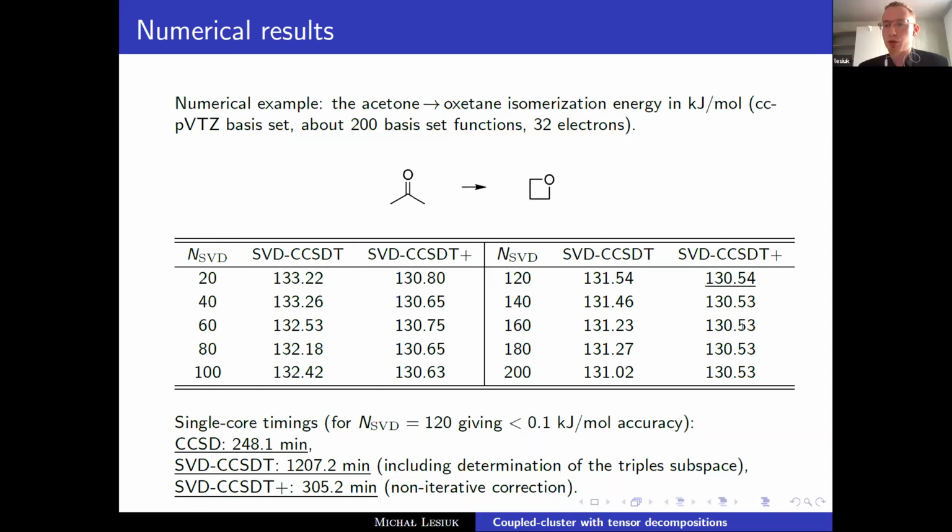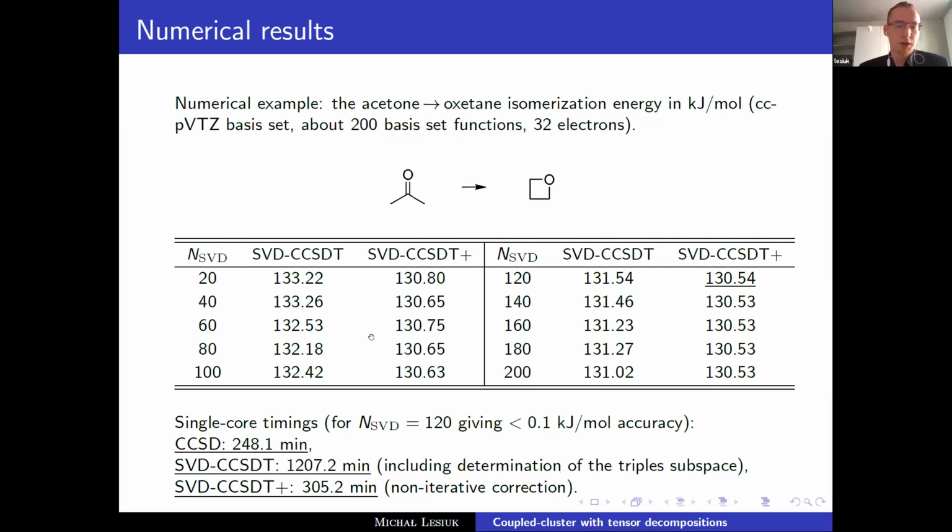So the first way is to use this plus correction in the case when your SVD subspace is small, just to get a much better result out of a small SVD subspace. And the second way is really to converge to accuracy below 0.1 kilojoule per mole, which is difficult with SVD CCSDT. After the plus correction, as you can see, this can be done.